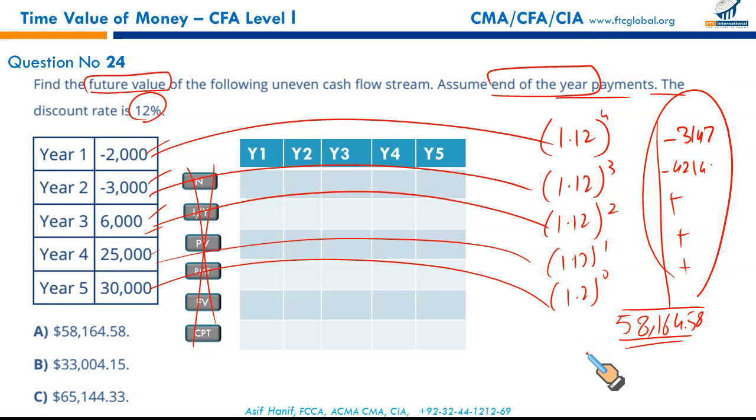This is the only way, gentlemen. Unfortunately, uneven future cash flows will have to be solved this way. But calculating present value, you can use that CF naught function, 0, enter, down arrow key. That will help, but for these, unfortunately, this is the way.